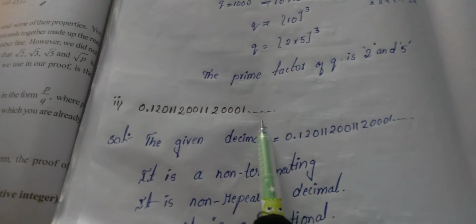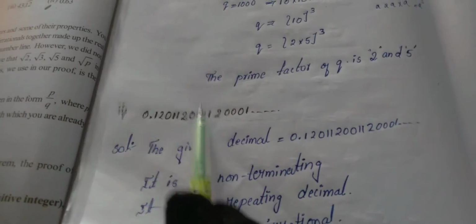We cannot convert this into the p by q form, because it is non-terminating and non-repeating. That's why we cannot form p by q, and we cannot find the prime factors of q. This is the answer. The second question is completed.